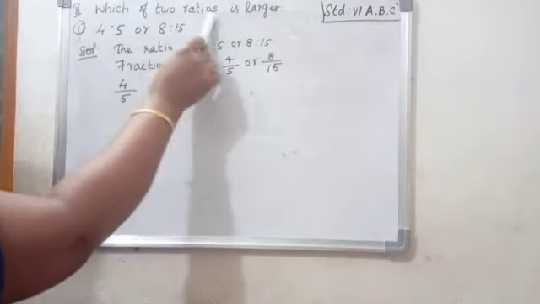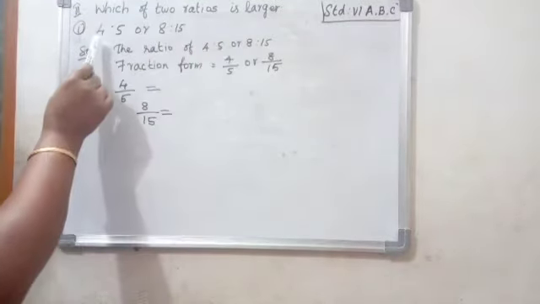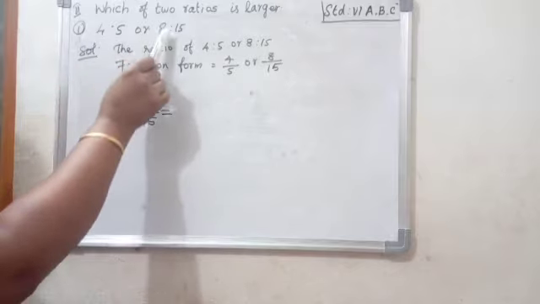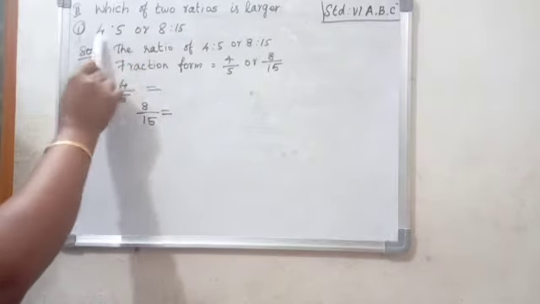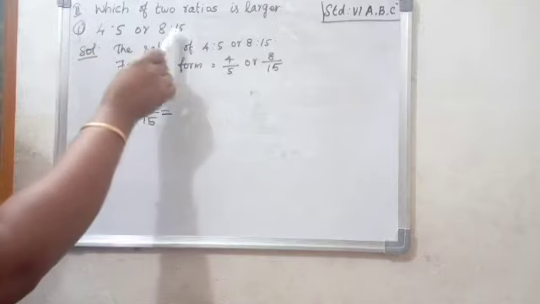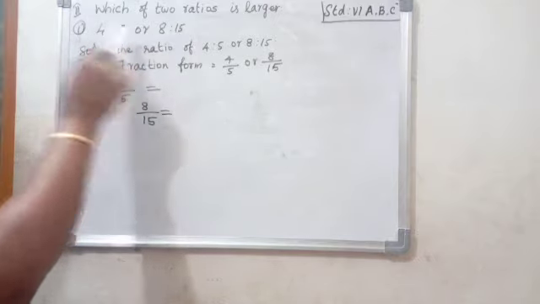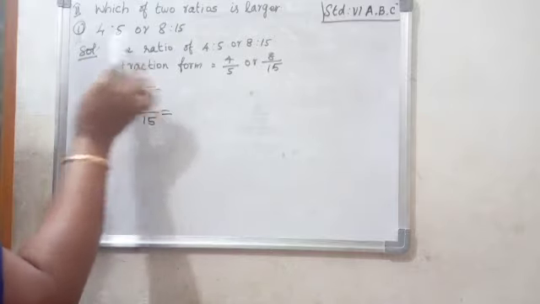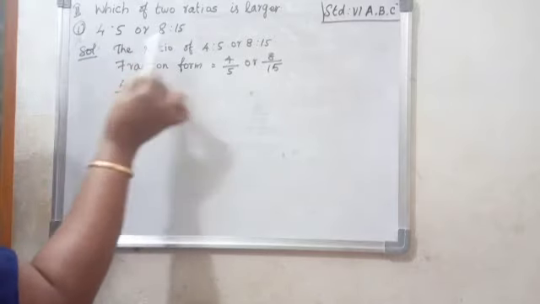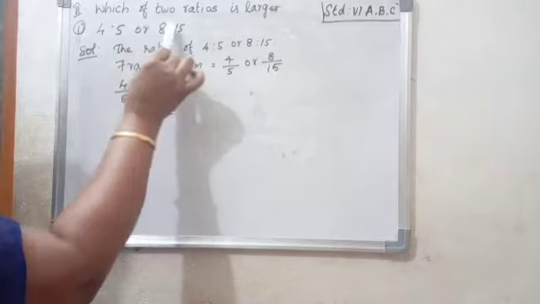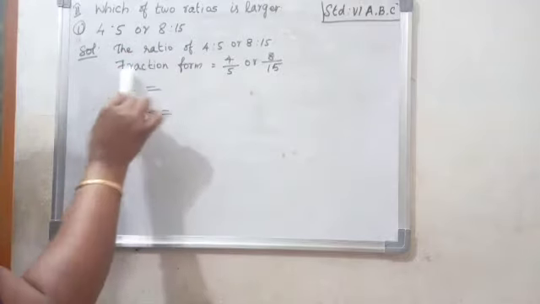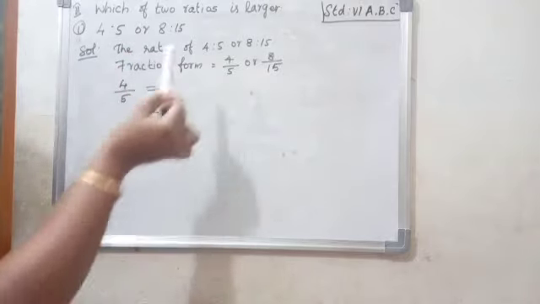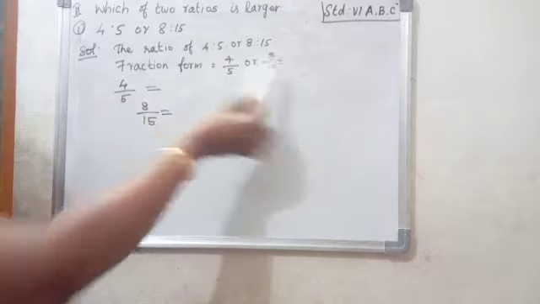Next, which of the two ratios is larger? First one, 4 is to 5 or 8 is to 15. This is the comparison of two ratios. We compare these two ratios and find out which is greater. First, the given ratio form: 4 is to 5 or 8 is to 15. Second, now write the fraction form. How to write the fraction form? 4 by 5 or 8 by 15.